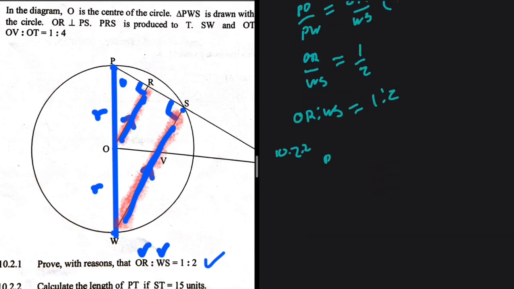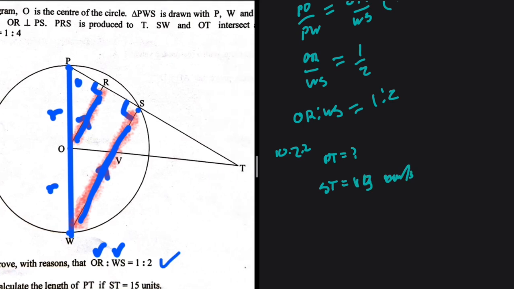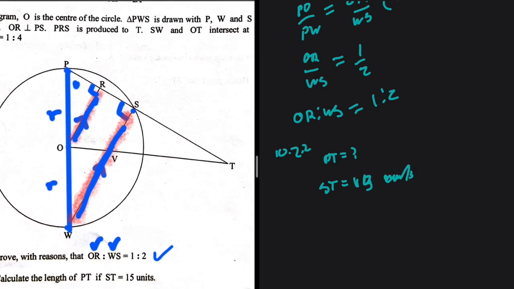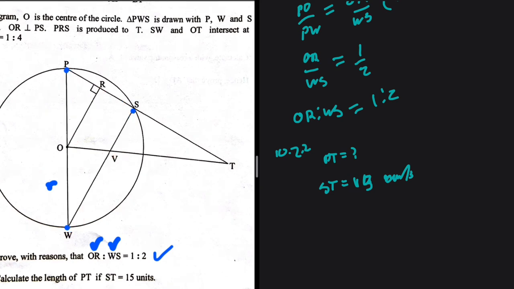Calculate the length of PT. What is PT? If ST is equal to 15 units. So ST is 15 units. Okay, let me erase some things here so that I can have a bit of clarity. So, calculate the length of PT. This is PT. PT is this entire line. And then ST is 15 units. So this is 15 units.